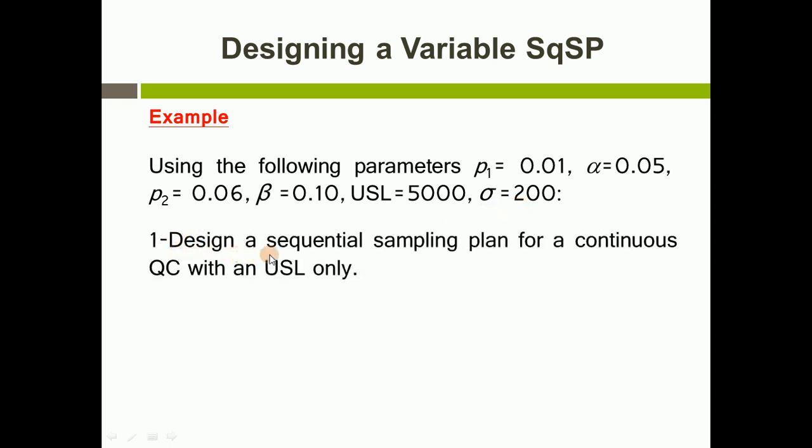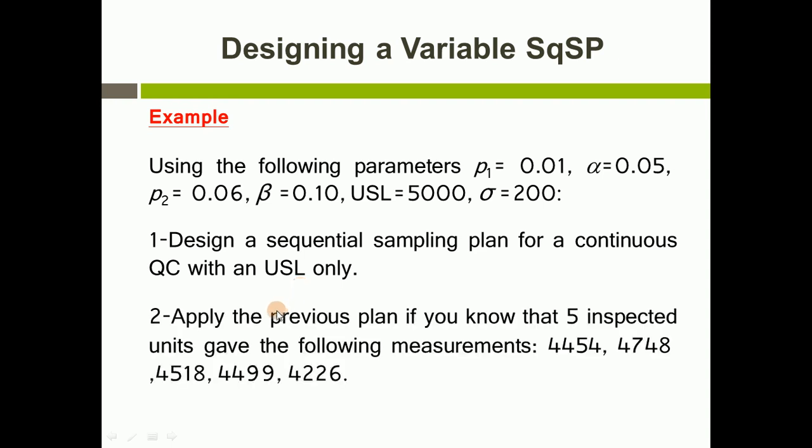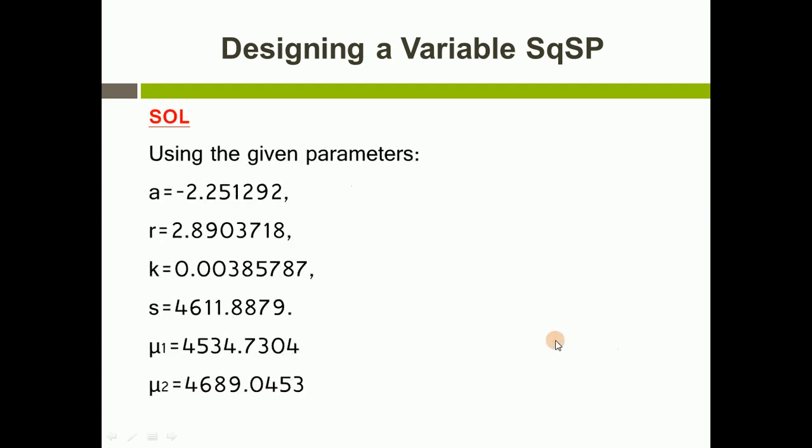One, we need to design a sequential sampling plan for a continuous quality characteristic with an upper specification limit only. Then we need to apply the previous plan if you know that 5 inspected units gave the following measurements. These are the 5 measurements respectively for the 5 units. Of course, using the given parameters, I can calculate L small a, small r, Lk, and Ls.